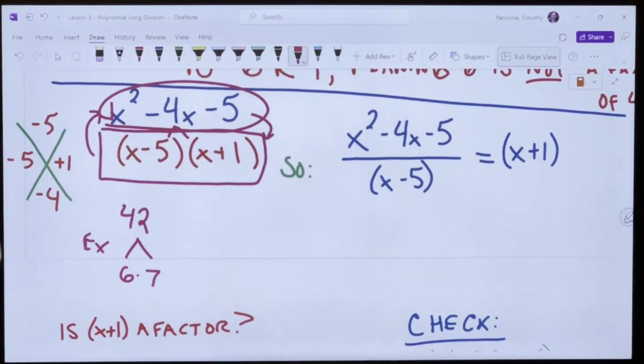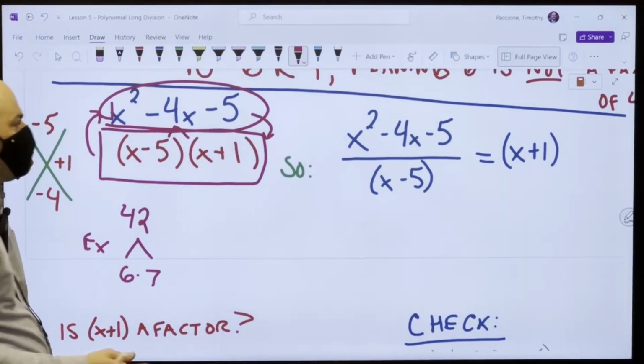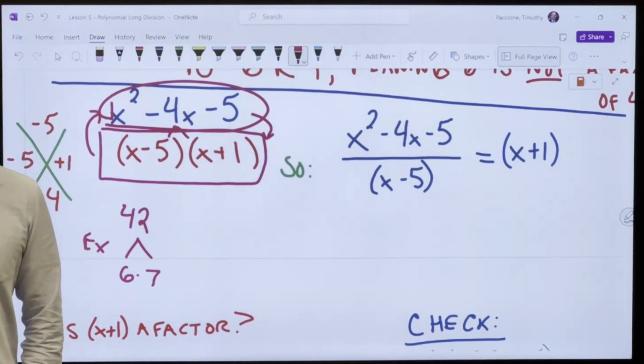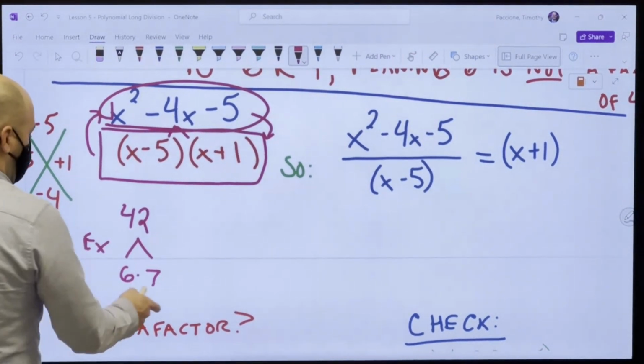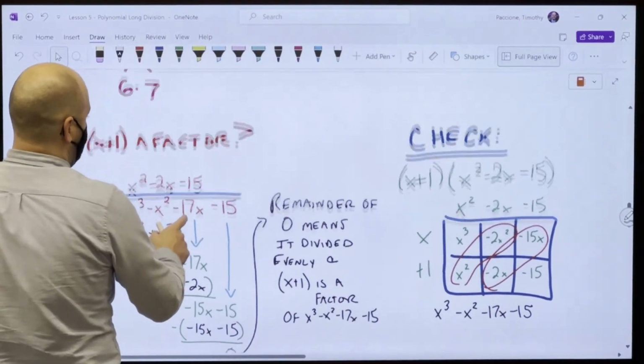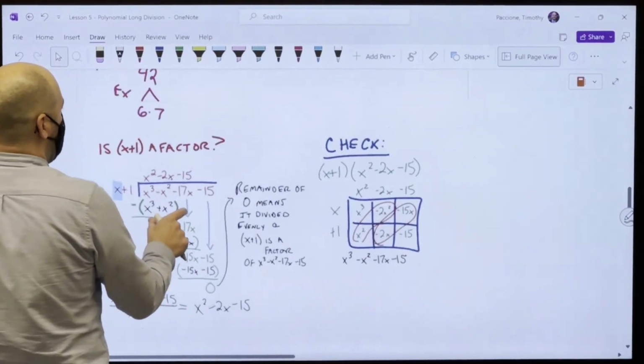Okay. So essentially what we're asking ourselves when we do these division problems is, do we have a factor? Is it a factor? Right? So let's get into it. We have this problem here.